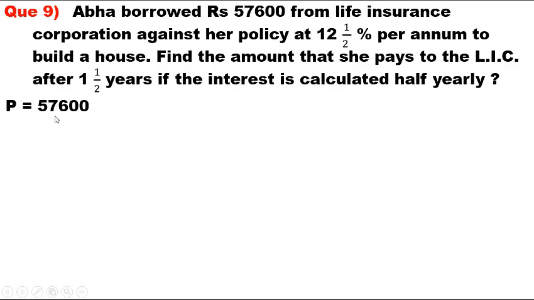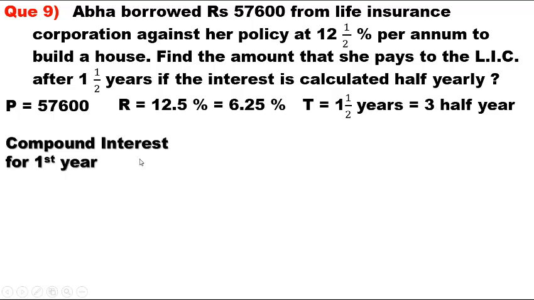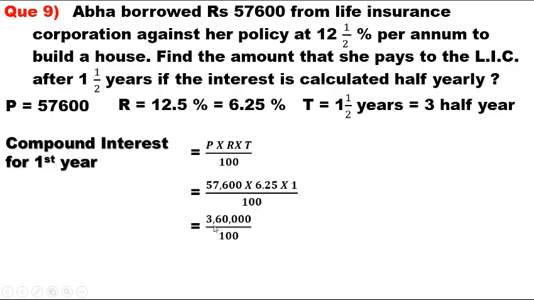P is equal to 57,600, R is equal to 12.5% half yearly is equal to 6.25%, T is equal to 1.5 years is equal to 3 half years. Compound interest for the first half year is equal to P into R into T divided by 100 is equal to 57,600 into 6.25 into 1 divided by 100 is equal to 3,60,000 divided by 100, cut two zeros, is equal to 3,600 rupees.